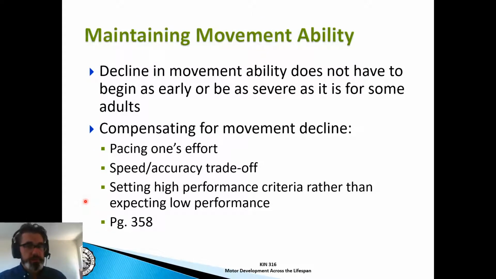Maintaining movement ability. Decline in movement ability does not have to begin as early or be as severe as it is for some adults. And if you don't do anything, you're basically going to have the greatest decline possible. Compensating for movement decline, however, is something of a mixed bag. We don't necessarily want people to compensate to the point where things are being degraded in other systems or other structures.